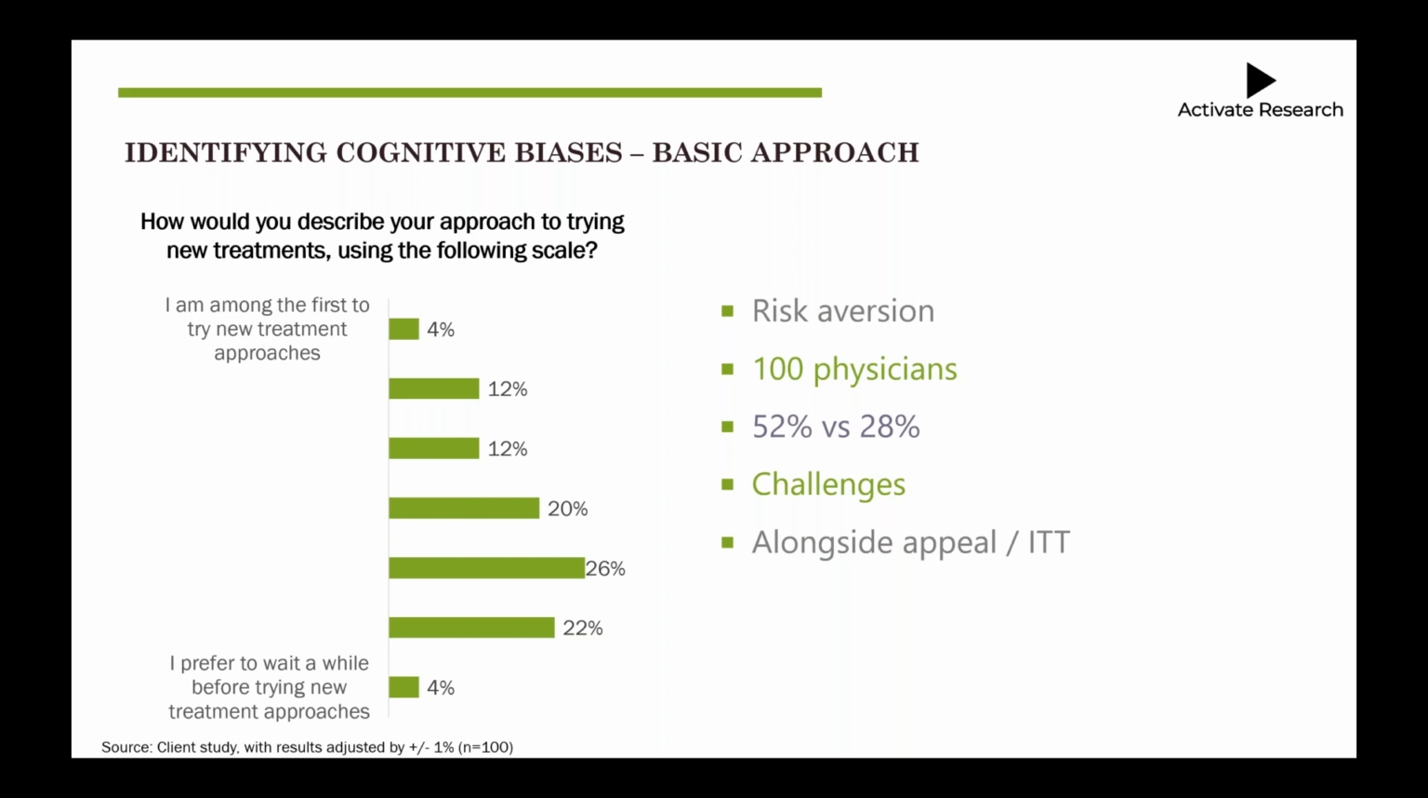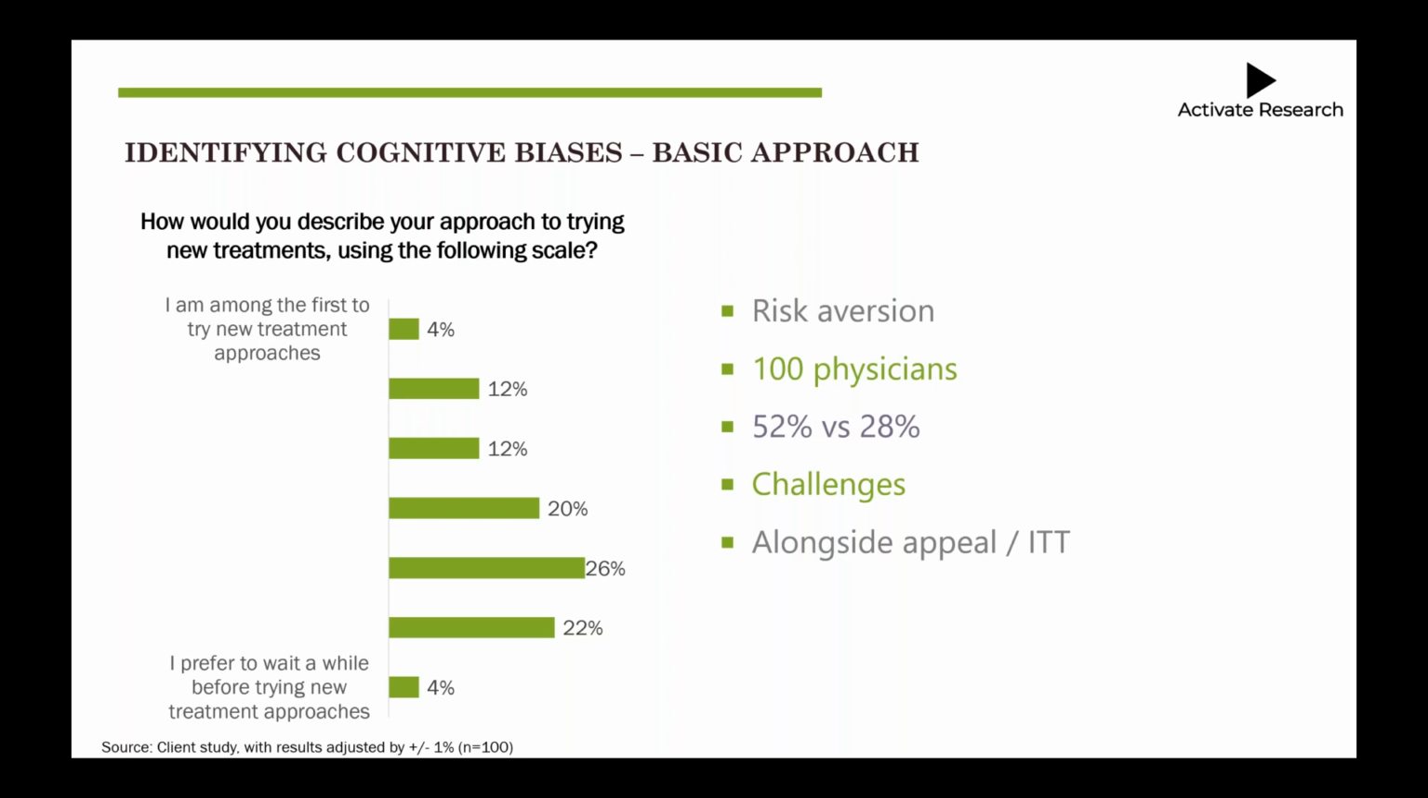To give you a brief illustration of how we might identify this particular cognitive bias quantitatively, this is, again, taken from a physician study. We asked 100 physicians, how would you describe your approach to trying new treatments using the following scale? A 7-point scale. As we can see, if we sum the top 3 boxes and the bottom 3 boxes, we get 52% who say they prefer to wait a while before trying new treatment approaches, versus just 28% who describe themselves as being among the first to try new treatment approaches.